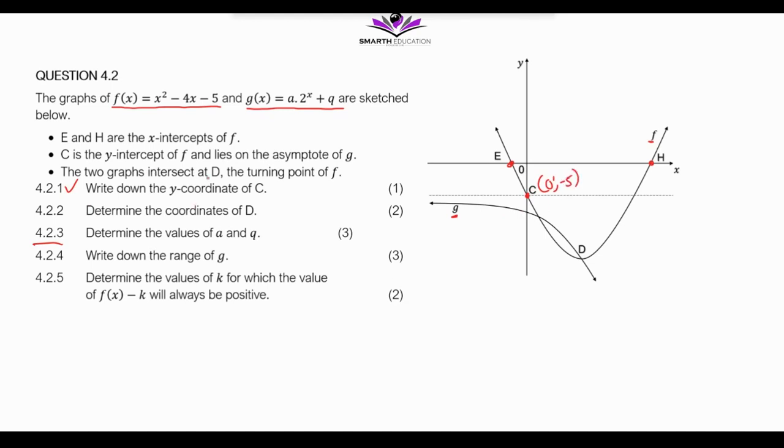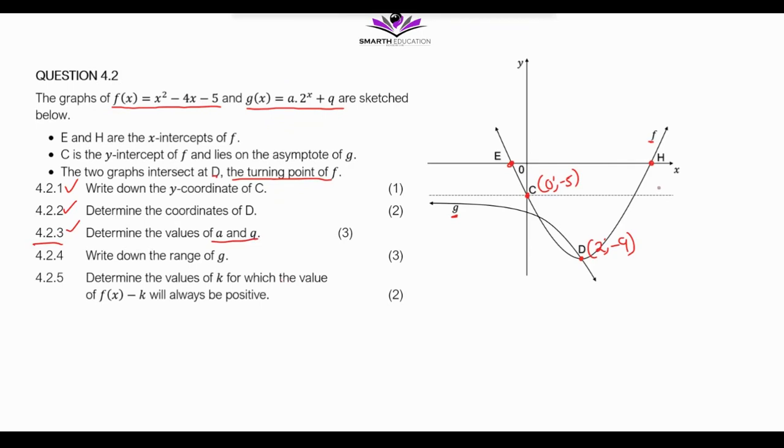The two graphs intersected at D, the turning point of f. In question 422, we managed to find that the coordinates of D are actually 2 and then -9. Determine the value of a and q.